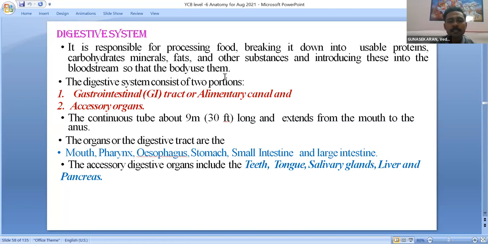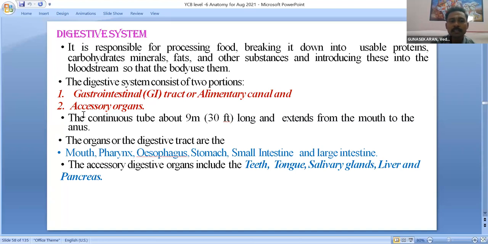The digestive system consists of two portions: the gastrointestinal tract, GI tract, or another name, alimentary canal. To remember, these are the key points, very, very important. What are the major portions present in the digestive system? This question will come. At that time you can say GI tract or alimentary canal.